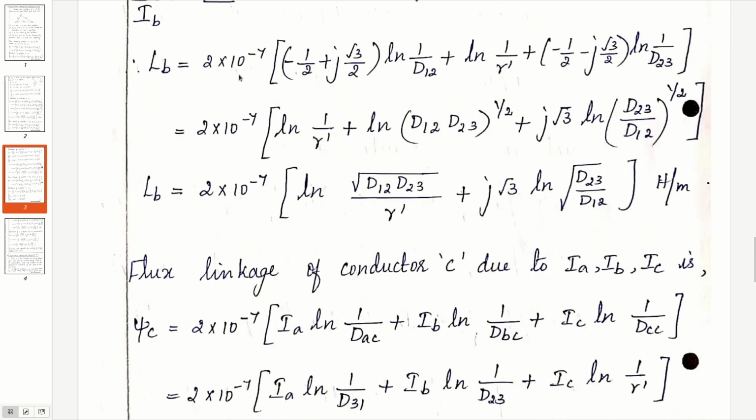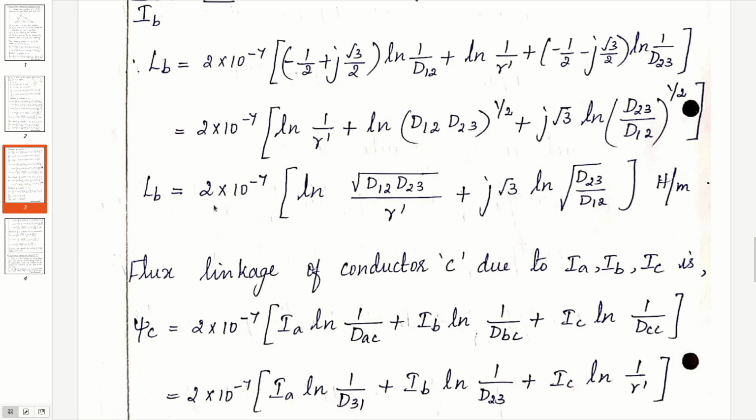Okay, so now LB is equal to 2 into 10 to the power minus 7. This, expand it and you will get 2 terms, and this keep as such. This also you will get 2 terms. Then this 1 by 2 ln d12 and this 1 by 2 ln d23, you combine. So this term and this term should be combined. Similarly, this j root 3 term and this j root 3 term should be combined as shown in this step. Now combine these 2 terms. You will get the expression for LB.